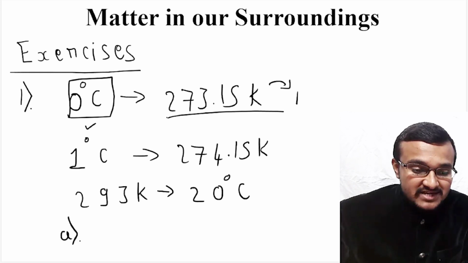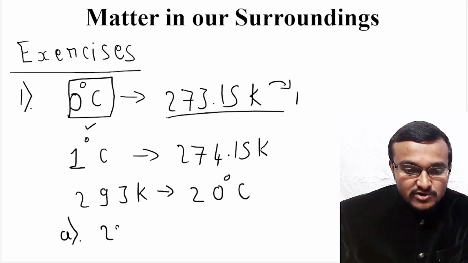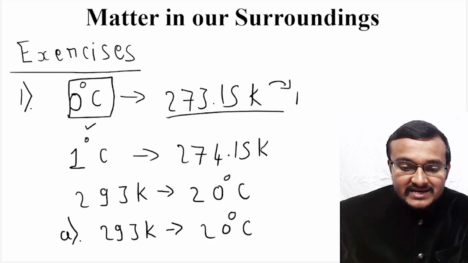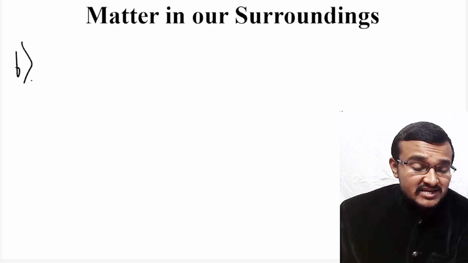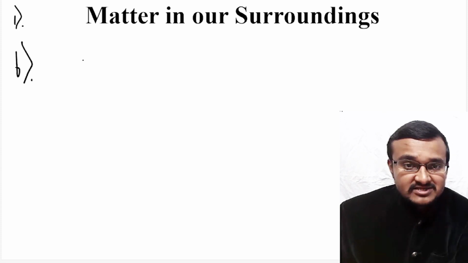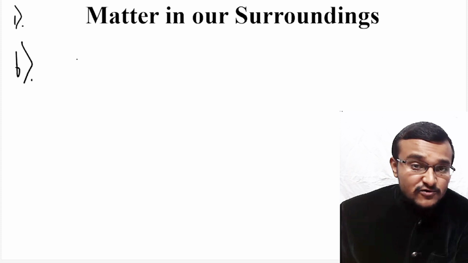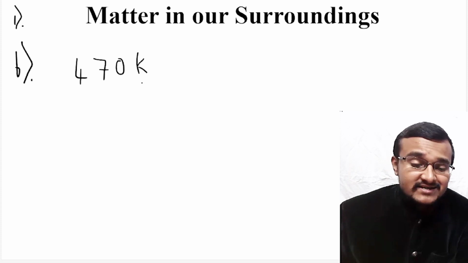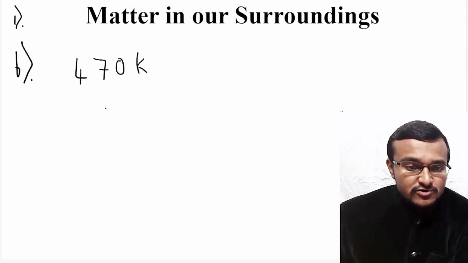The answer for the A question in this first question, that is for 293 Kelvin, the temperature in degree Celsius will be 20 degree Celsius. Now coming to the B question in the same exercise, they have given 470 Kelvin. Now you can just subtract 273 from this 470.